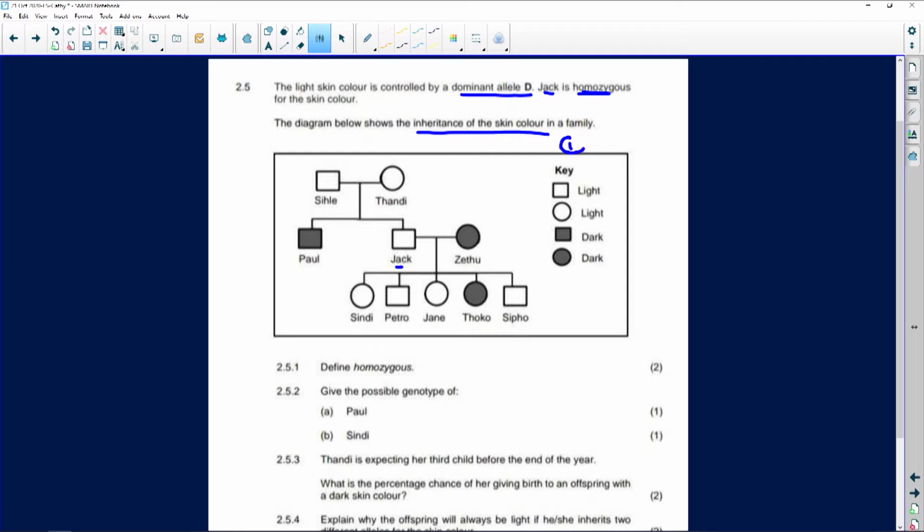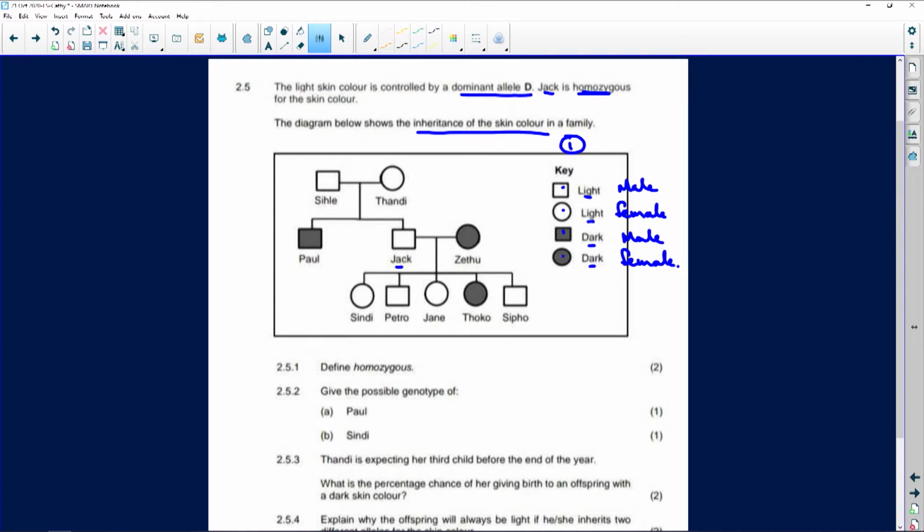That's number one, you look at the key. So the key, light, and that's normally a square, represents the male, and a circle is a female. And then the dark male and a dark female. So circles are always girls and the squares are always the boys. Now it tells you that here it is light and that is dark.